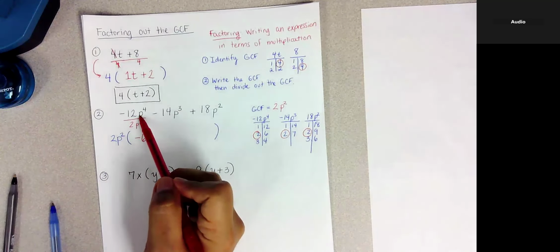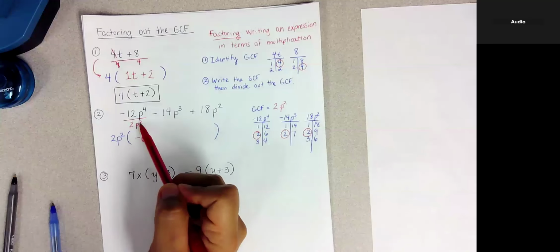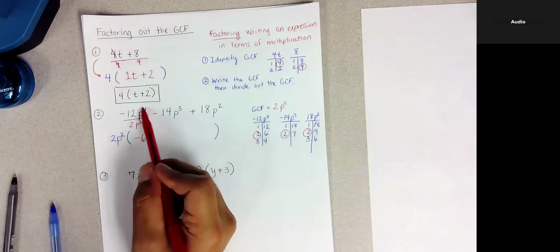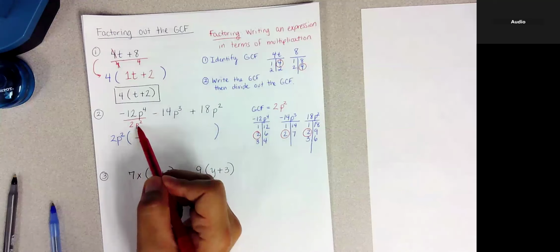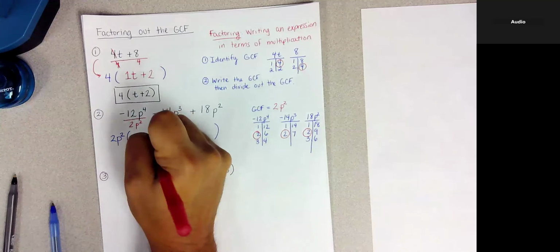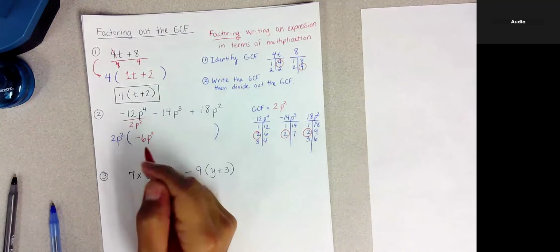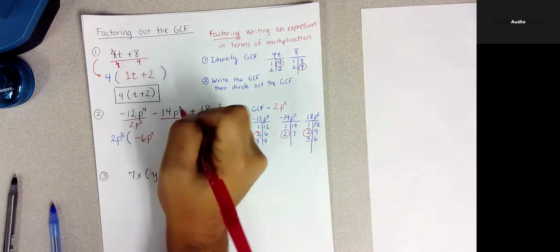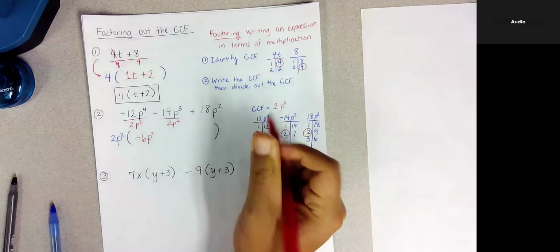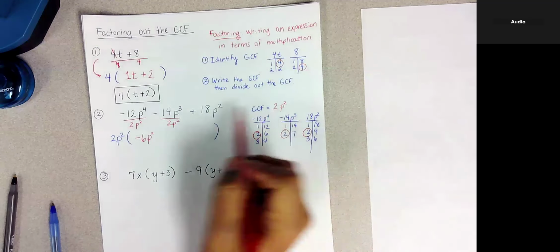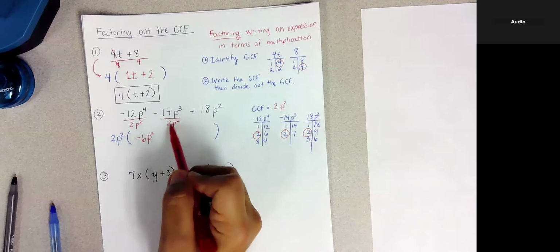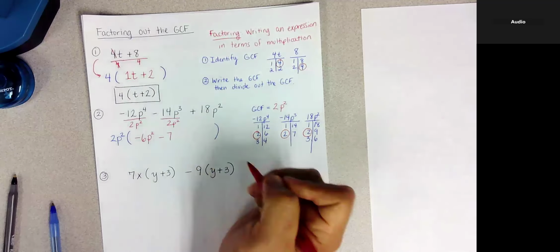And if we had p to the 4th power and divided that by p to the 2nd power, think of that like we have 4 p's here, and then we took away 2 of them. So that means we have p to the 2nd power left over. And that's it. We can move on to the next term. Divide that by 2p to the 2nd power divided by the GCF. So negative 14 divided by 2 is negative 7.